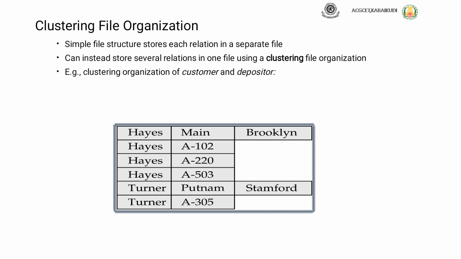Next, the clustering file organization. Many relational database systems store each relation in a separate file so that they can take full advantage of the file system that the OS provides. This simple implementation of a relational database system is well suited to low cost database implementations.